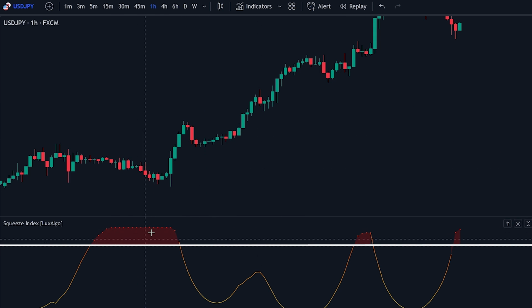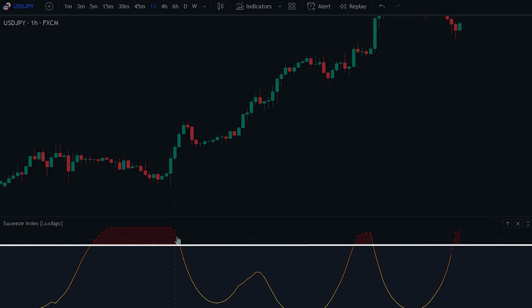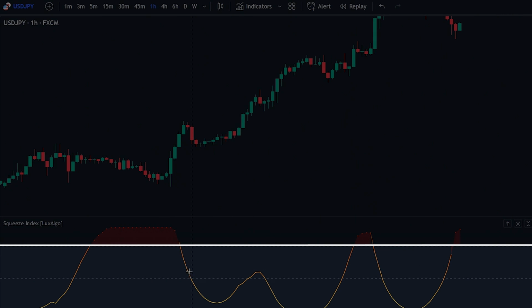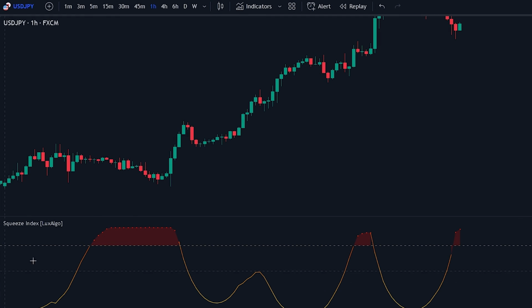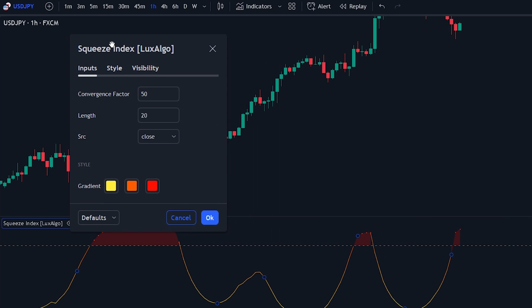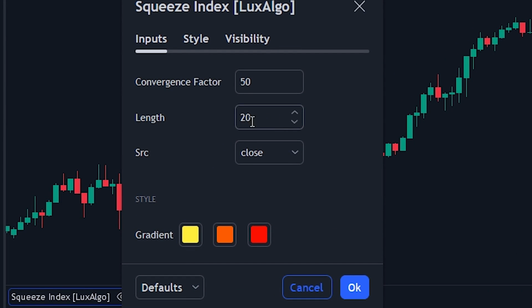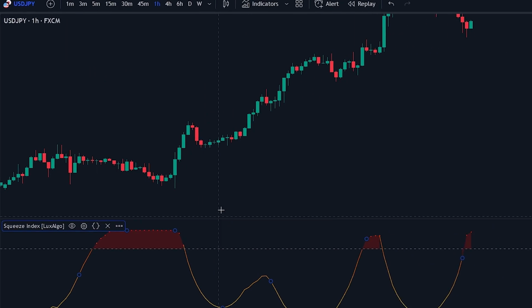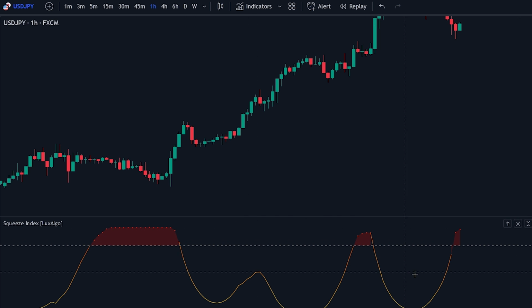Instead, we should wait for the squeeze index to cross back below this level before deciding which direction to open a position in. If we navigate to the Indicator Settings tab, we can also see that the convergence factor and length of the indicator can be changed. Changing these values will change the sensitivity of the indicator. Now that we know how this indicator works and can be used, let's take a look at entries that can be made with the indicator.